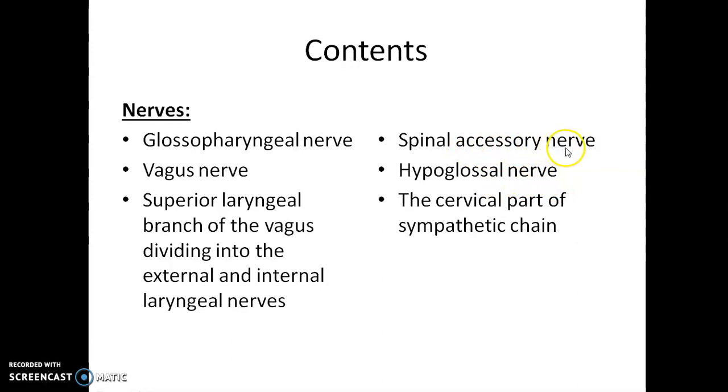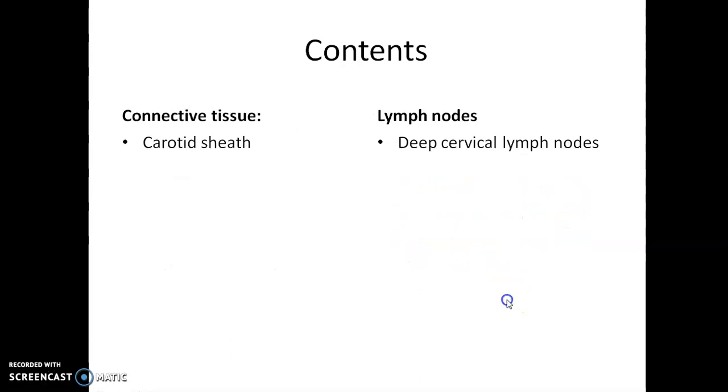This spinal accessory is the 11th cranial nerve. So this is 9, 10, 11, 12. Very easy: glossopharyngeal, vagus, spinal accessory, hypoglossal. The hypoglossal nerve controls the muscles of the tongue. Then also the cervical part of the sympathetic chain, which is 3 ganglia, the superior, middle and inferior cervical ganglion, is also situated just behind the carotid sheath in the anterior triangle itself.